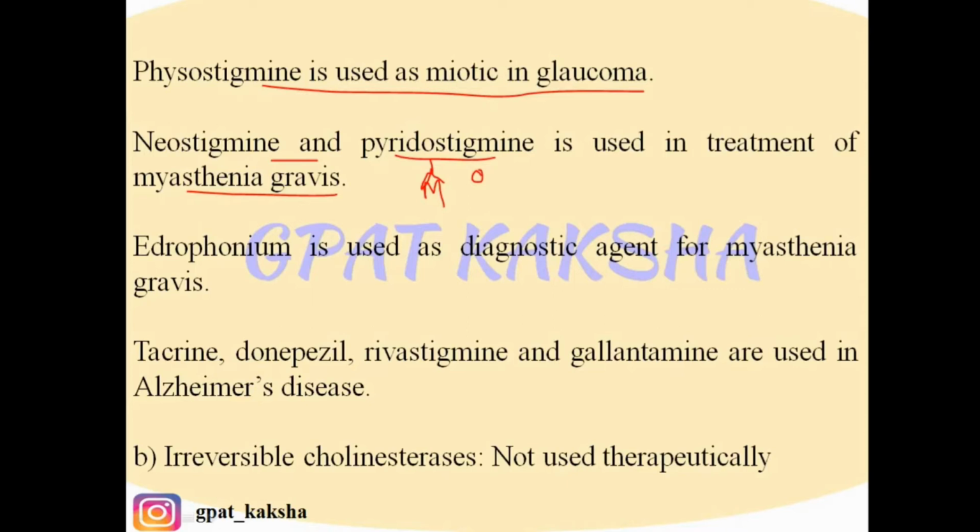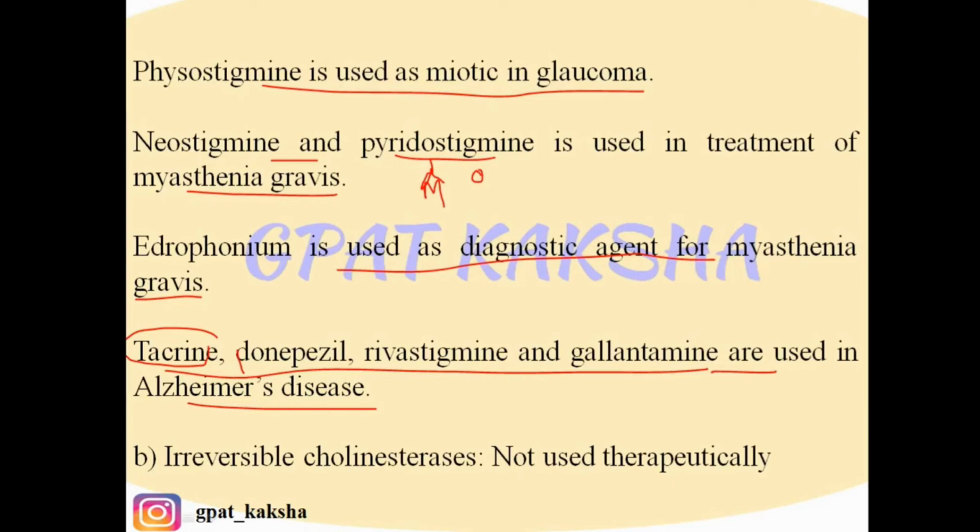of myasthenia gravis. Edrophonium is used as a diagnostic agent for myasthenia gravis, means to determine whether the patient has muscle weakness due to myasthenia gravis. Tacrine, donepezil, rivastigmine and galantamine are used in treatment of Alzheimer's disease. Tacrine is used rarely these days, whereas donepezil, rivastigmine and galantamine are preferred.